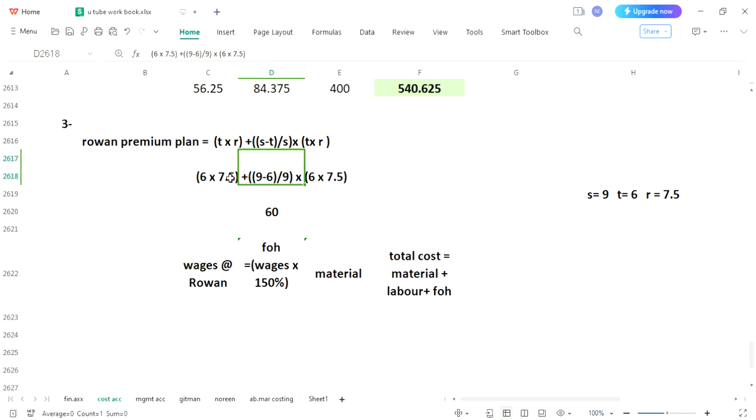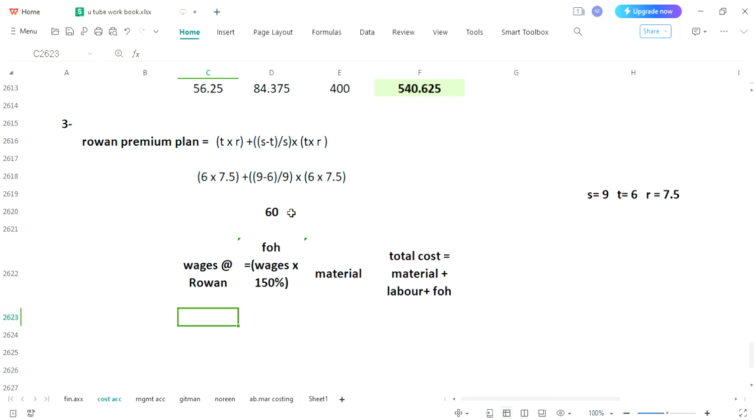Let me clear it. All right, now we are okay. So wages were calculated: 60. You can put it over here. And the next step is what?